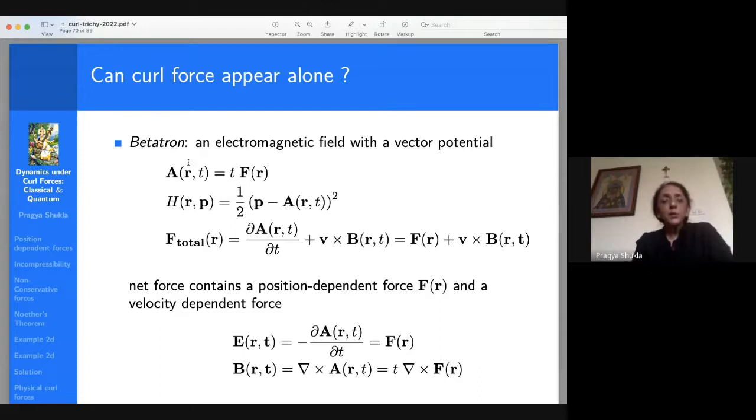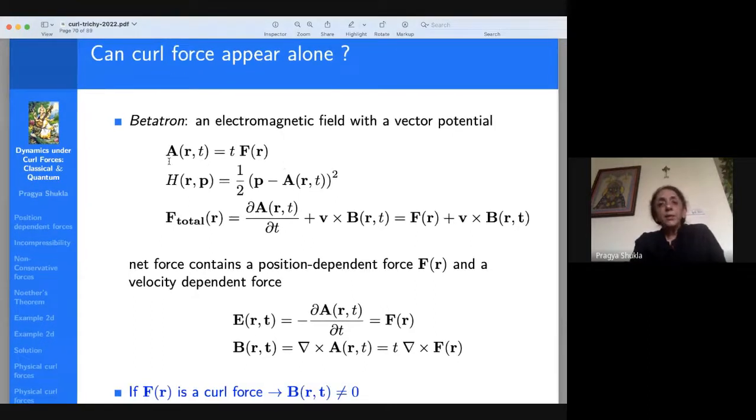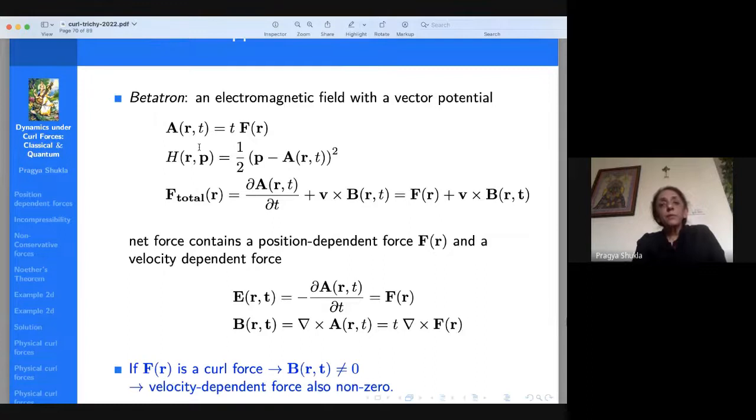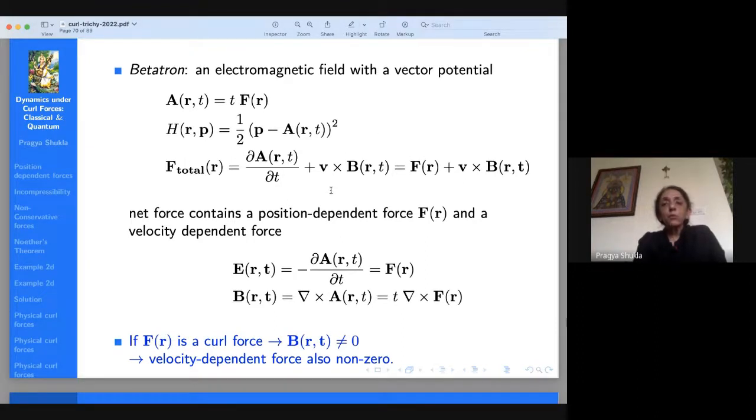Okay. So the betatron is a very well known instrument. Basically, in a betatron, you have a particle moving in a vector potential of this form, where F(r, t) is an arbitrary force. So naturally, if the vector potential is there, you can have a Hamiltonian formulation of this form, a standard formulation. Now you calculate the total force from here. The total force turns out to be of this form.